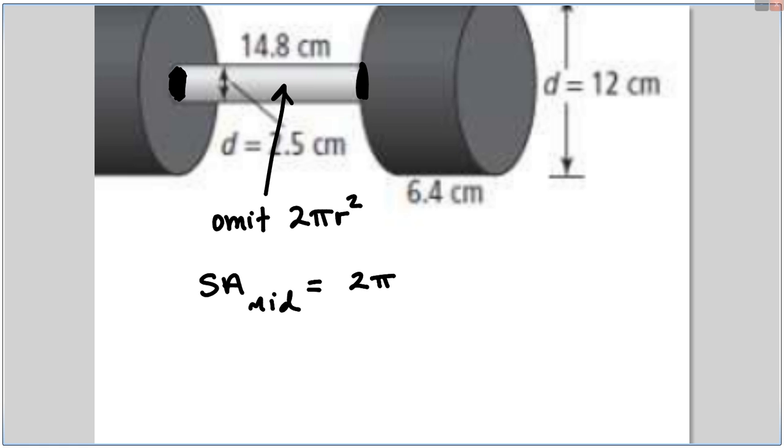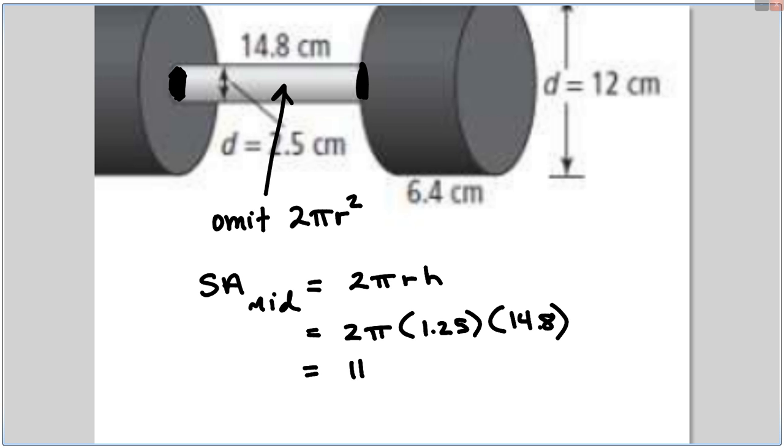So this is 2 pi r h. 2 pi r is 1.25. H is 14.8. You like it when it's blown up like that? Okay. Two pi button times 1.25 times 14.8. I got 116.2389. And what unit is this? Square unit, okay?